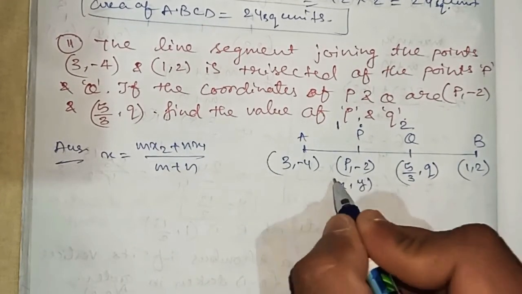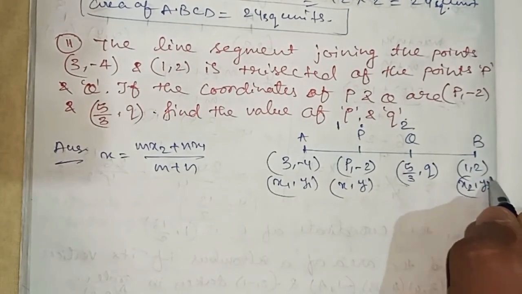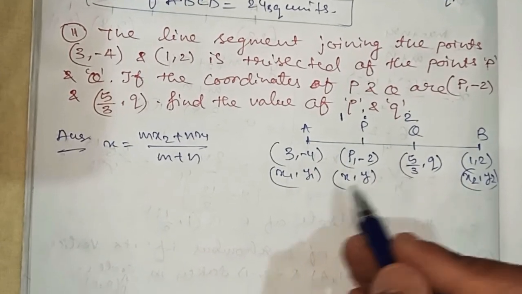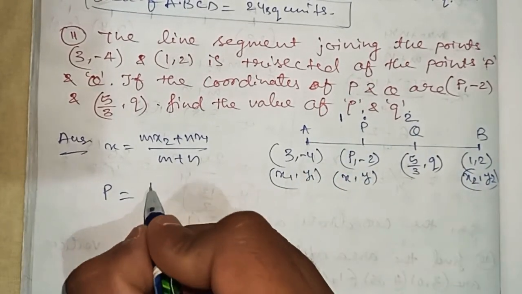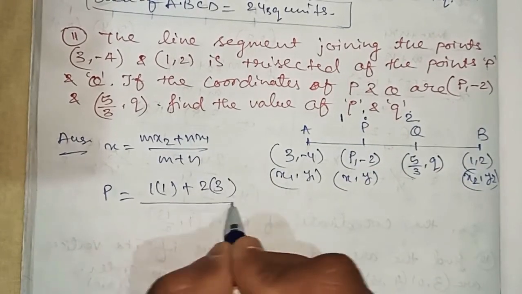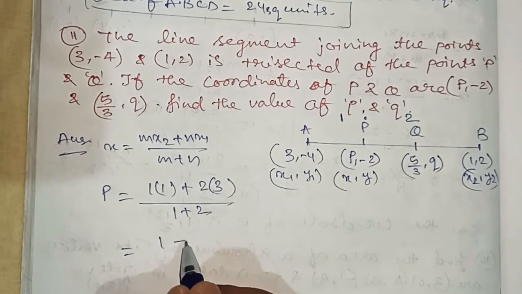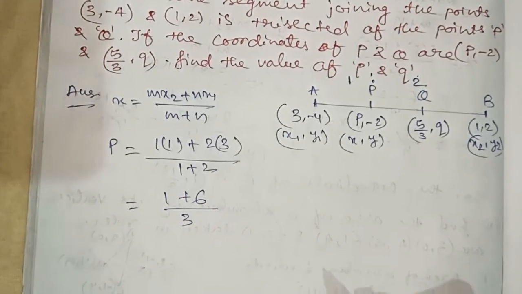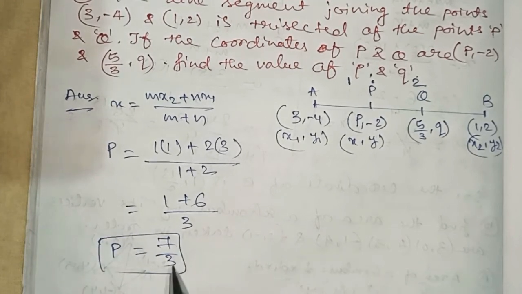This is x, y, this is x1, y1, and this is x2, y2, when we are finding the value of P. Don't look for the value of Q now. X is P: m is 1 into 1, plus n is 2 into 3, divided by m plus n, that is 1 plus 2. 1 ones are 1, 2 threes are 6, by 1 plus 2 is 3. So we get the value of p as 7 by 3. This is the value of p.